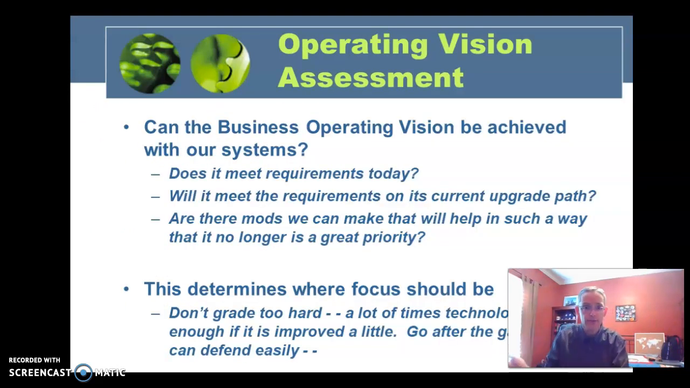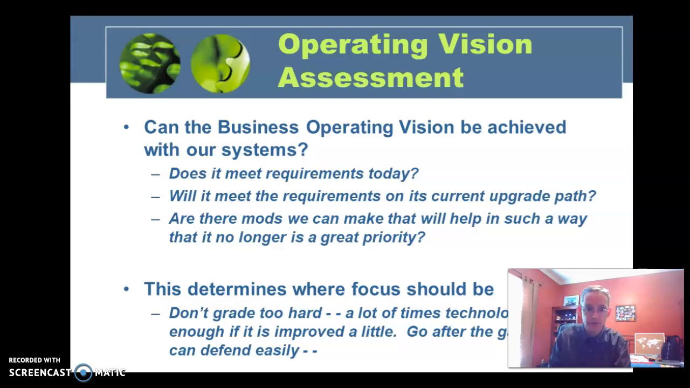And then you do an operating vision assessment. Can this business operating vision that we are thinking about be achieved with the systems that we are providing today? Does it meet the requirements? If we do these investments, will it be able to support what the business wants to be able to do? And if not, what are those mods that we need to make? And again, you can tie those back into the presentation of the architecture to say, look, we need to make these changes because this is what you want to do as a business, and this is what we actually need to do. So this helps you to determine where the focus should be.